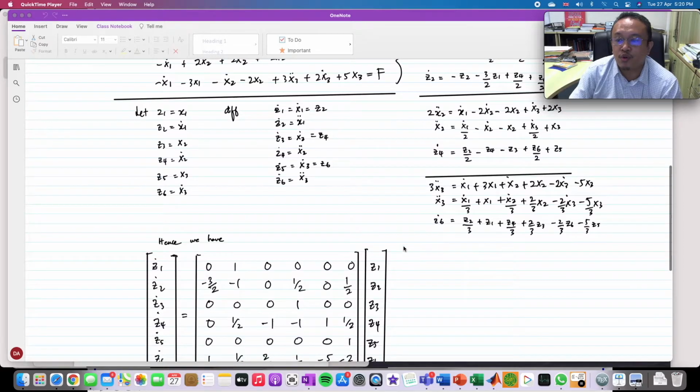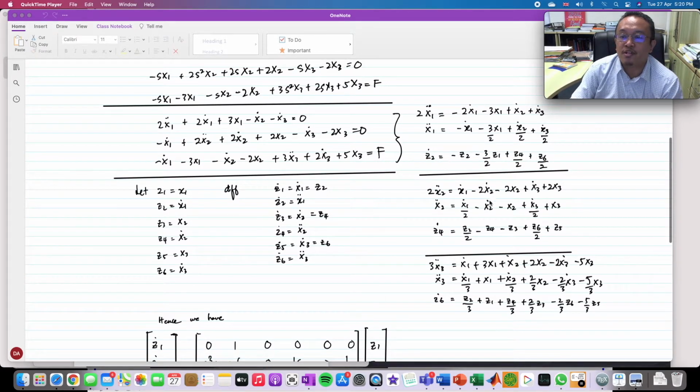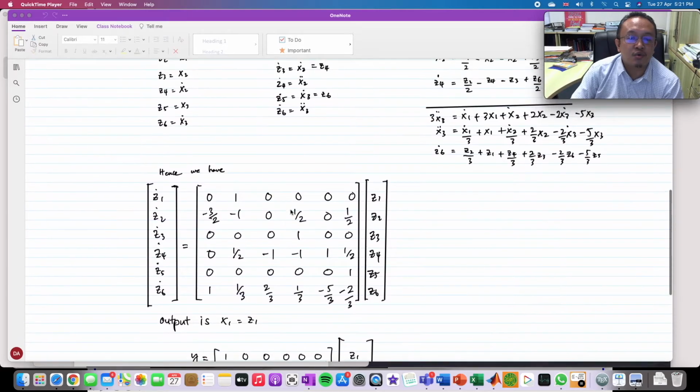Okay, so you do this. All these three equations, the z equation number 1, z equation number 2, and z equation number 3, we arrange it into our matrix. Now we make z1, z2, z3, z4, z5, z6 all dotted as our x dot. Okay, and then x dot equals Ax. So z1, z2, z3, z4, z5, z6 is our x basically.